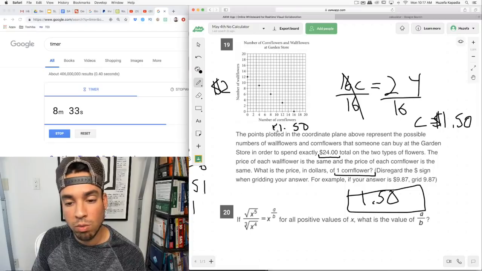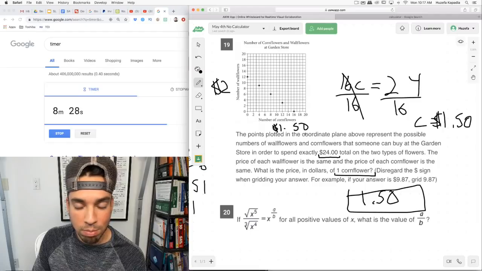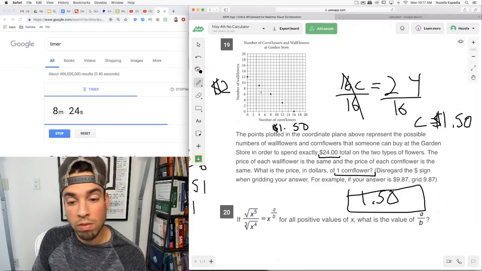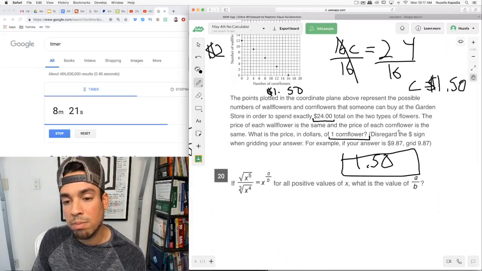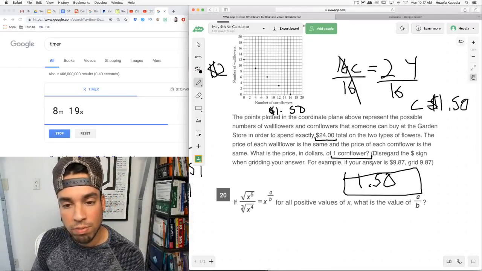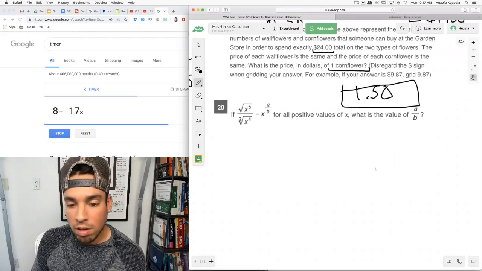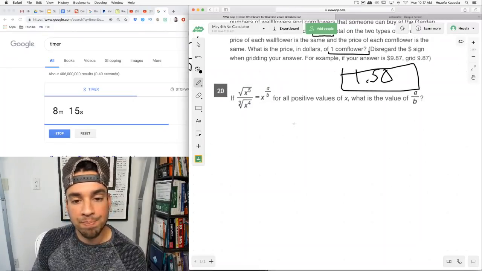And then does it work for a random point? Let's try this one. 8 cornflowers is 8 times 1.5, which is 12. 6 wallflowers is also 12, and 12 and 12 is 24. So I feel pretty confident about that. Just make sure they're asking for cornflower, not wallflower, and they are. Next, last but not least.